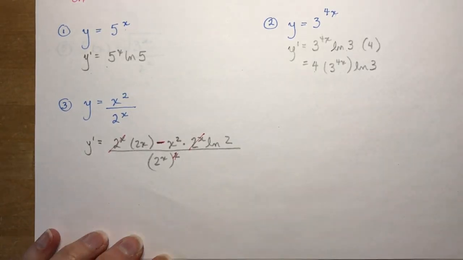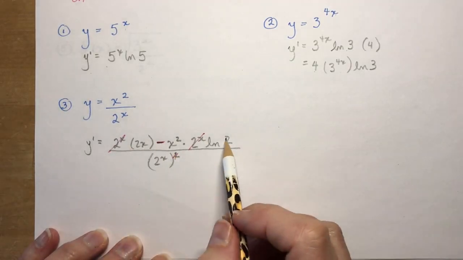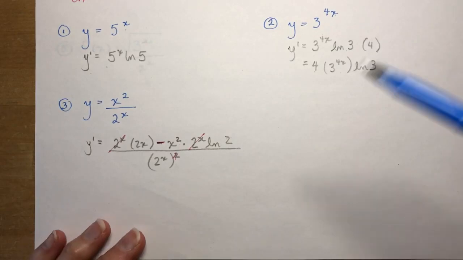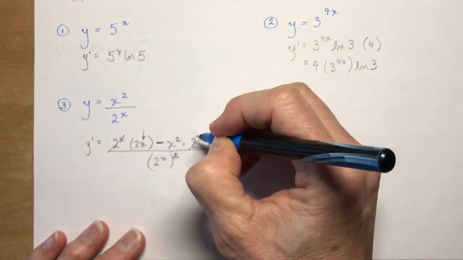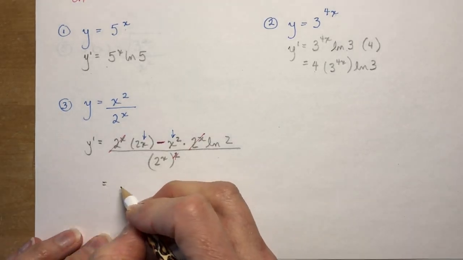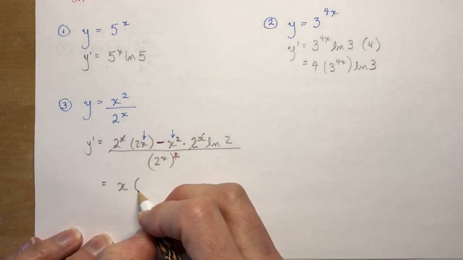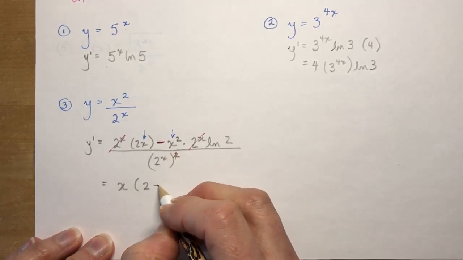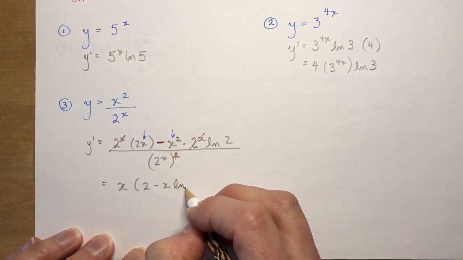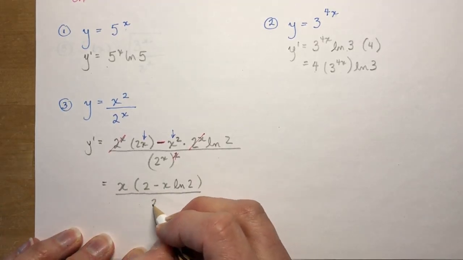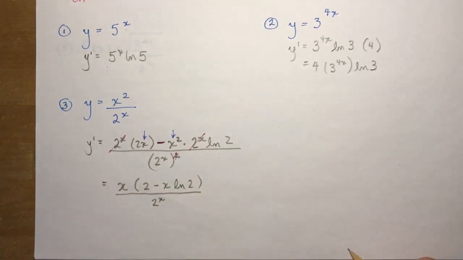So what am I left with here if I have this left? So what's common on both sides here still? So looking for something common, I would say I have an x on both sides. So I'm going to pull out that x. So I have x times 2 minus x ln 2. That's all I have left. And in the denominator, I have 2 to the power of x.